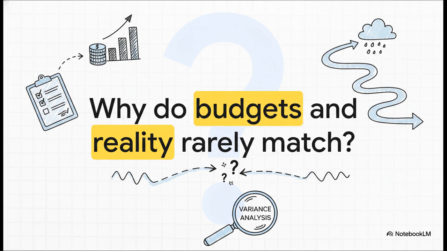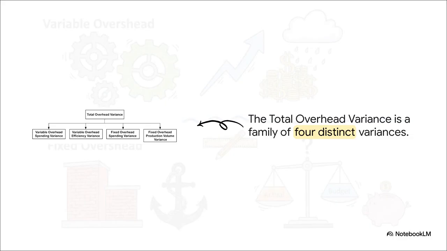I mean, that's the big question, isn't it? You lay out a plan, you budget your costs down to the penny, but when the dust settles, the real numbers almost never line up. This gap, this variance, is what we're digging into. And our goal isn't just to find a number, it's to uncover the story behind that number. So to get that story, this is our roadmap.